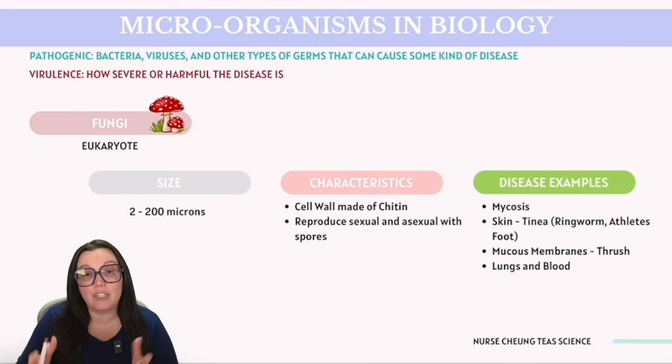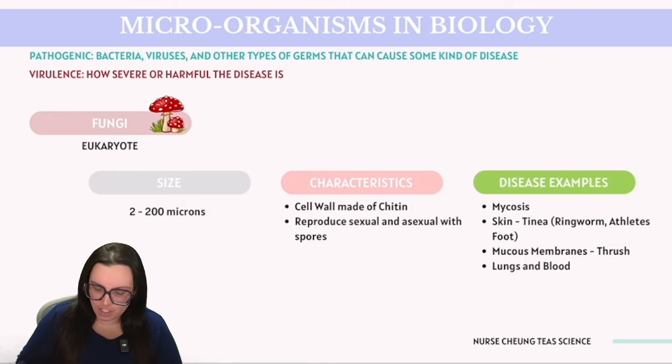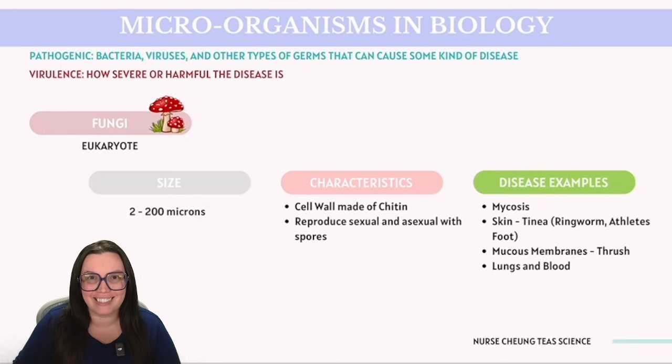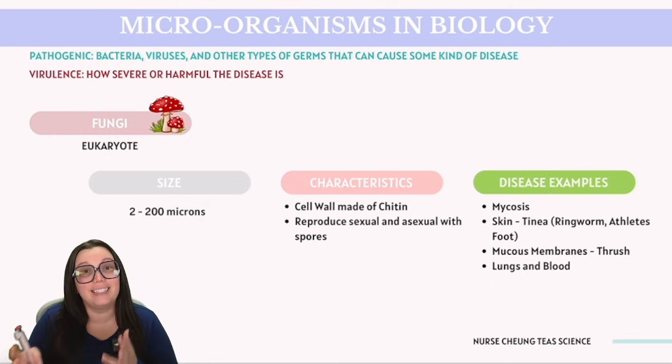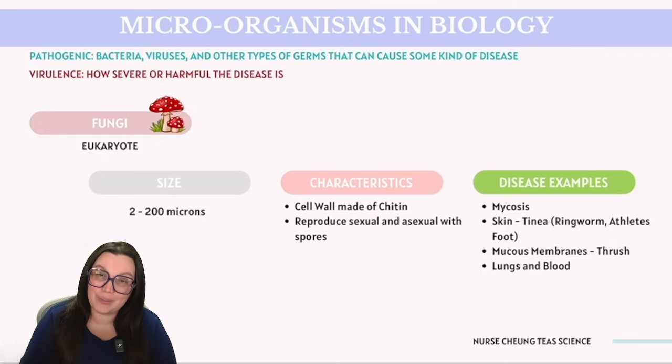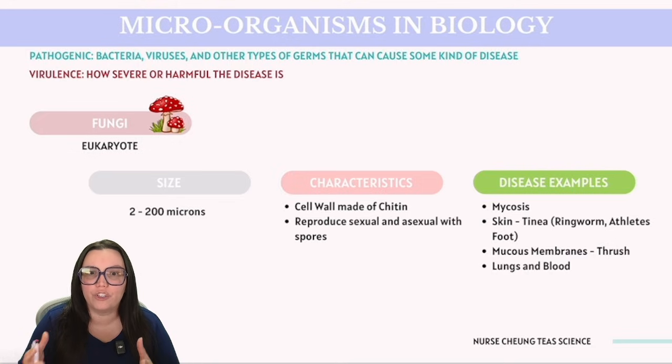issues to the host. As we progress to larger cellular structures, we encounter fungi, which range in size from 2 to 200 microns. Fungi, like the cells we find within our body, are eukaryotes, meaning they possess membrane-bound organelles, including nuclei. Unlike bacteria, fungi have cell walls made up of chitin, which is a polysaccharide also found in the exoskeletons of insects like spiders. Fungi have the capability to reproduce both sexually and asexually, often relying on spores, which function similarly to seeds to spread and propagate.